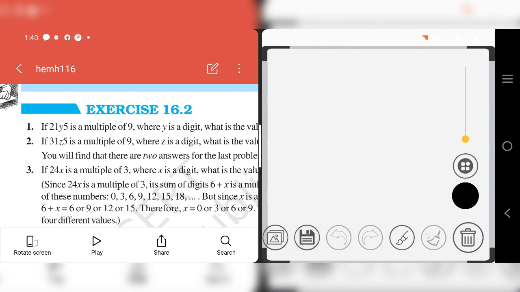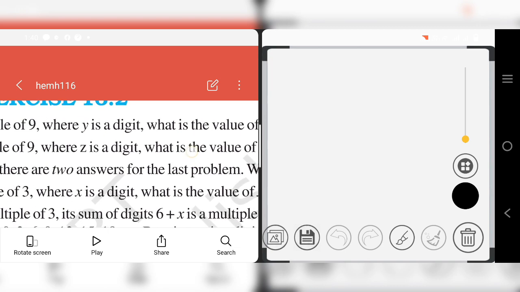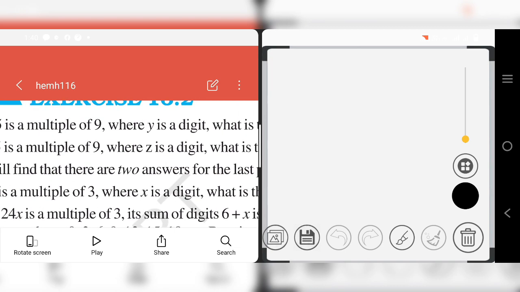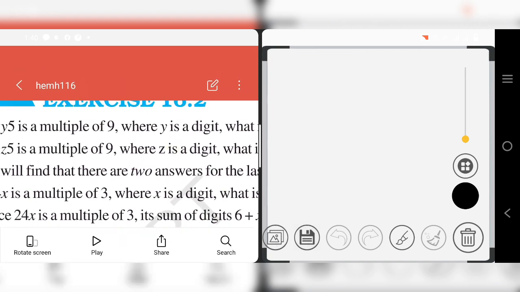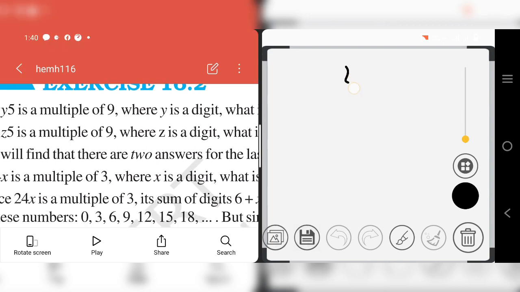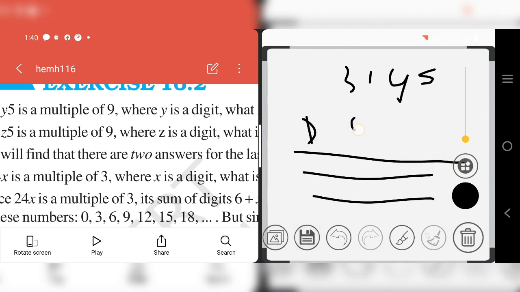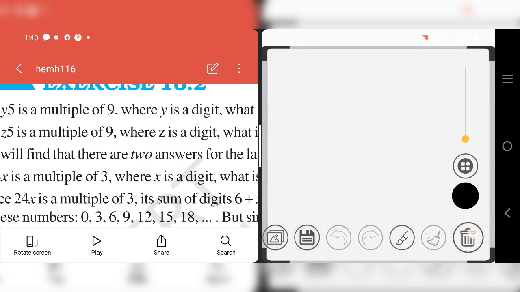Second one is, if 31z5 is a multiple of 9, where z is a digit, what is the value of z? The same thing. There 21y5 was there, here 31z5. Here we have to find the value of z. So we will just write the same thing that we wrote. Given 31z5, and write the divisibility rule for 9 also.